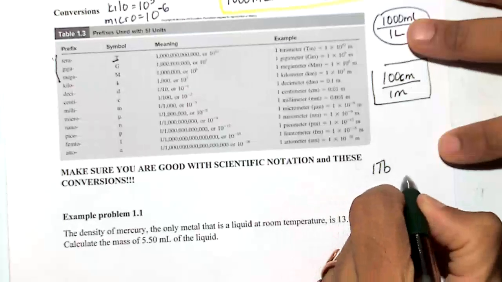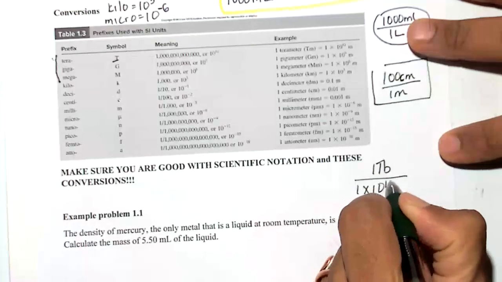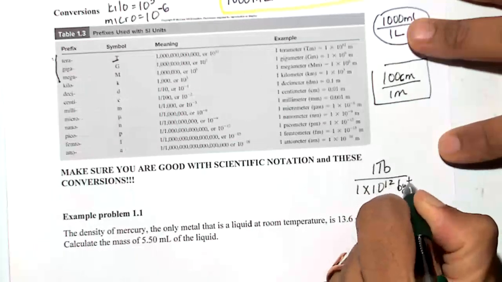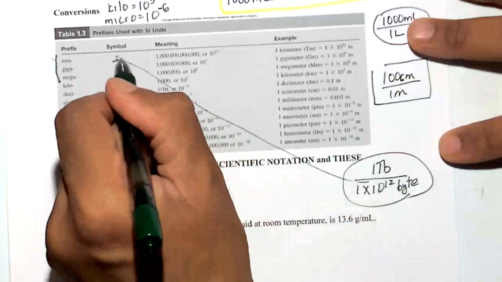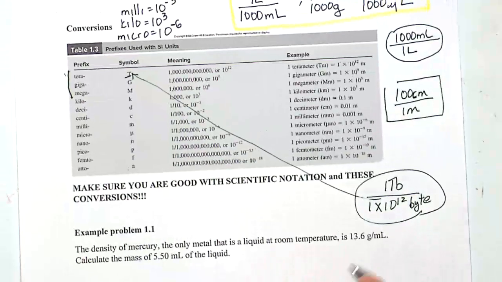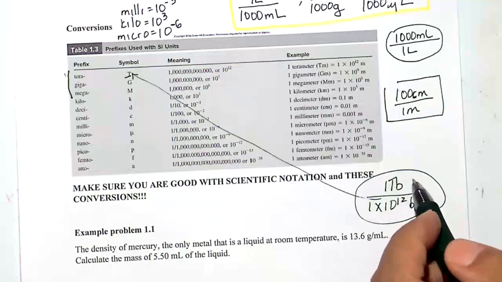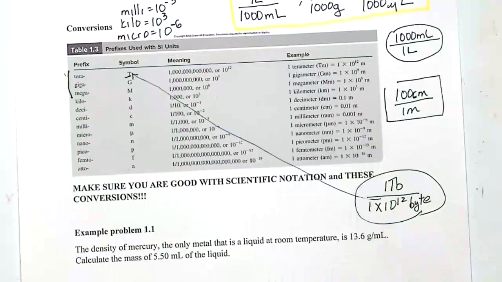So anyways, a terabyte. Okay, so what's a terabyte? 1 terabyte is 1 × 10^12 bytes. Terabyte, terasecond, terameter, teramole, whatever.